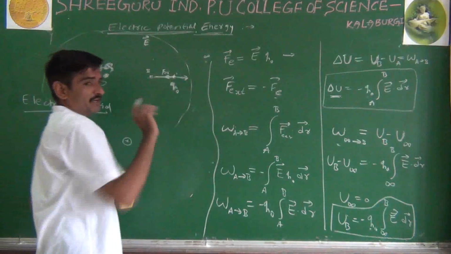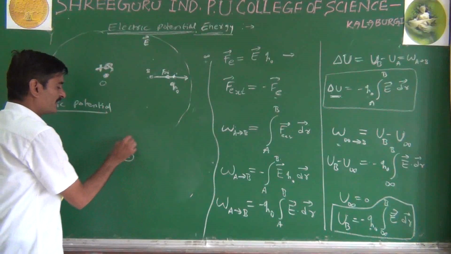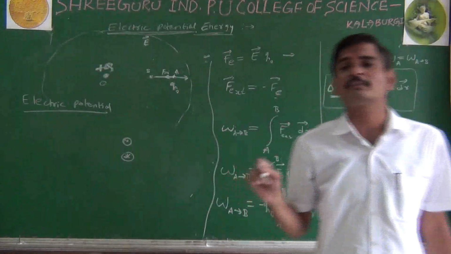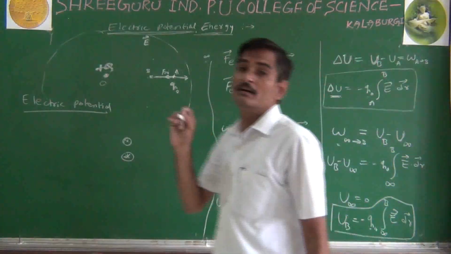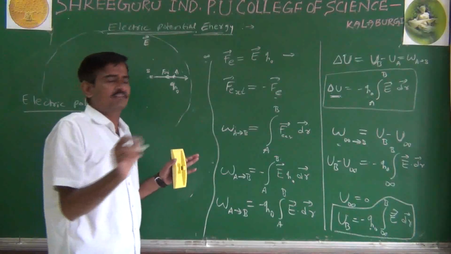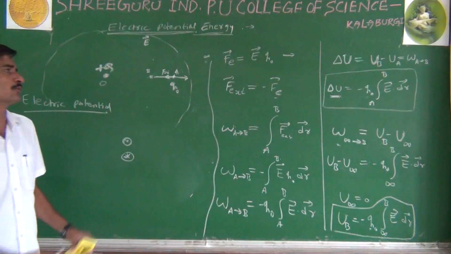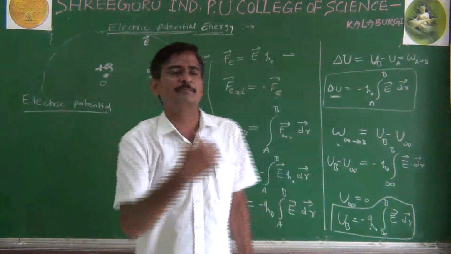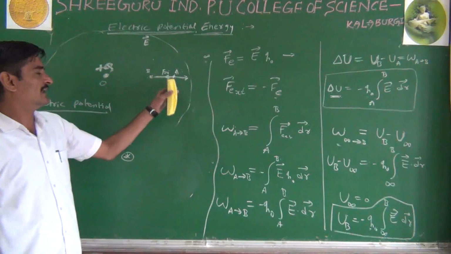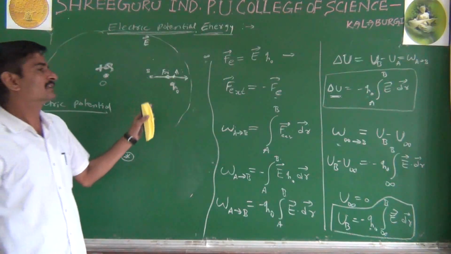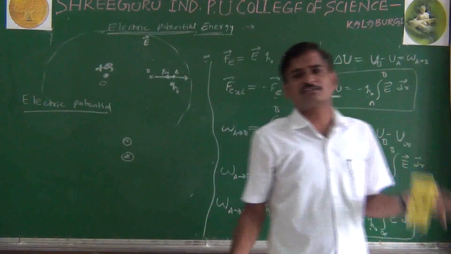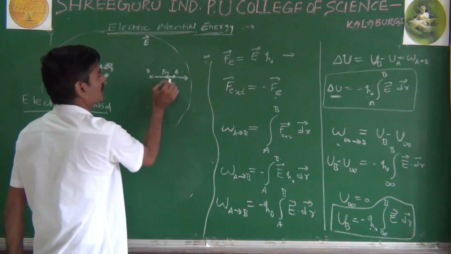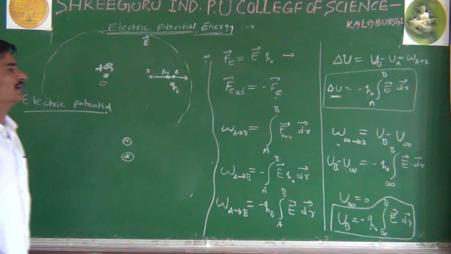Another point you have to remember is that the test charge is moved from the point A to B without acceleration, that is, the acceleration is 0. That means the test charge is moved very slowly, with a very small constant speed, or you can consider it as infinitesimally small.